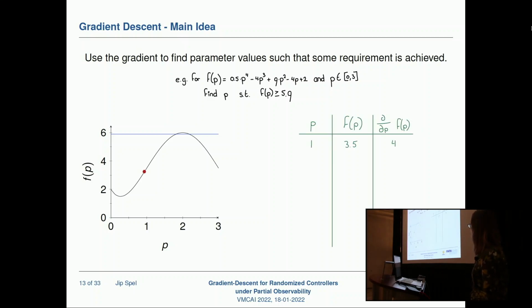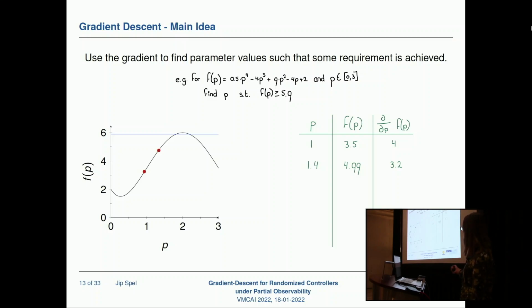So let's say we start at P is 1. At P is 1, our function value will be 3.5, which is not fulfilling our requirement yet. So we will look at the gradient to see what our next P should be. Our gradient is 4, and we say, okay, we'll do something with this gradient. Let's add this gradient 0.1 times to our original value. So we get a value of 1.4.